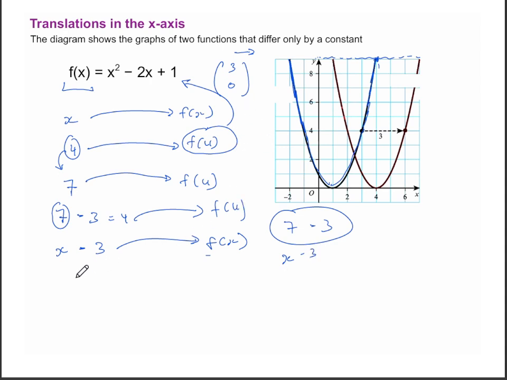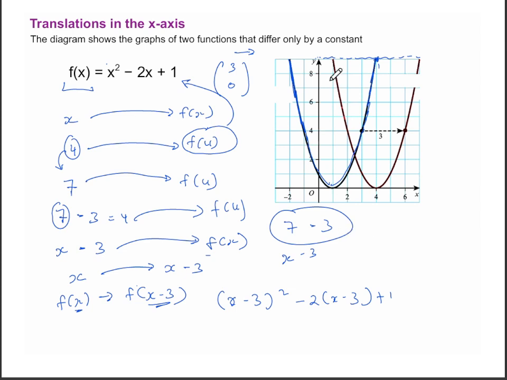And so basically what's happening here is that your x turns into an x minus 3. Okay? Because you want to move 3 units to the right. And so here your f of x will just become f of x minus 3. And we can apply this here. So every x becomes an x minus 3, which means (x minus 3) squared minus 2(x minus 3) plus 1. And that's going to be your red function.